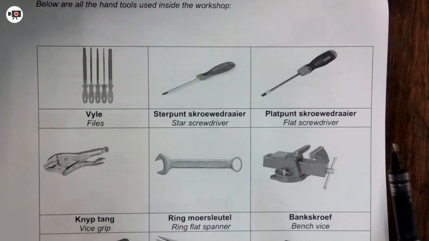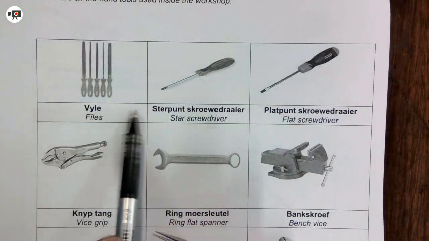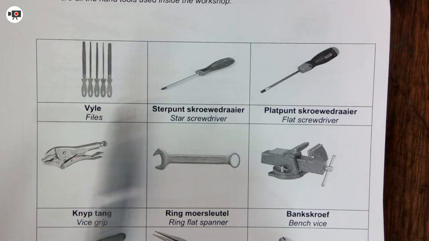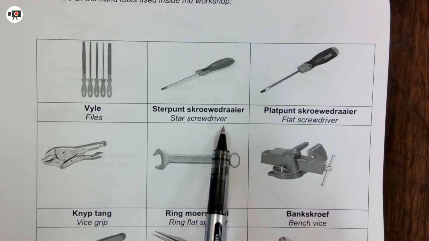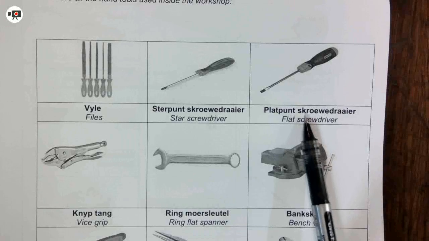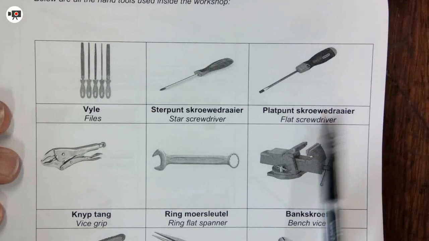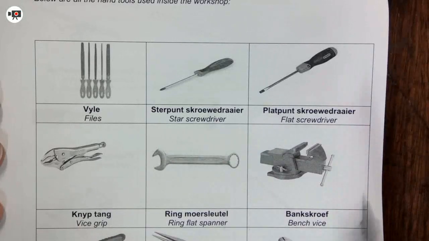Okay, so the first 6 are there. I'm going to go through them. First one, it's files. Second one, a star screwdriver. Third one, we have a flat screwdriver. Then the fourth one over here, it's a vice grip.